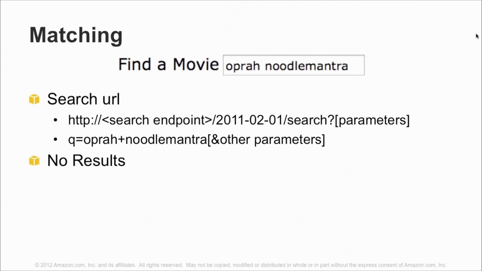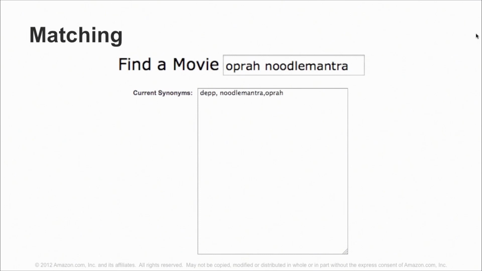So how can we solve this? Why do we get no results? Because Oprah may be in our source data, but Noodle Mantra almost certainly is not. So what we can do is define synonyms mapping the term Depp to Oprah and Noodle Mantra. We can do this in our console, again, or direct to API. I've got a screenshot of the console here where I've defined Noodle Mantra and Oprah as synonyms for Depp. When we re-index our documents, both of those terms will be added everywhere the term Depp appears.